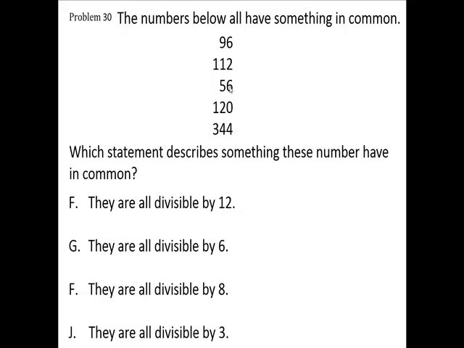96, 112, 56, 120, and 344. They all have something in common, and the answers are talking about being divisible. So when you divide, like answer J, if you divide all these numbers by 3, if it's divisible by 3, it'll go into it evenly. You'll have no remainder. Okay?